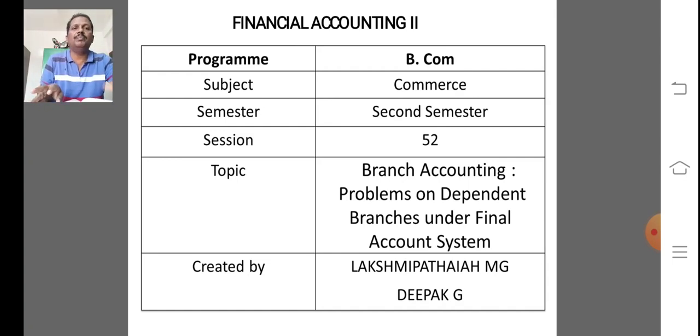Final account system is one of the methods of branch accounting system. Under this system, the head office prepares a memorandum branch trading and profit and loss account to ascertain the results of the branch. The pro forma of its memorandum branch trading and profit and loss account is the same as the usual trading and profit and loss account.